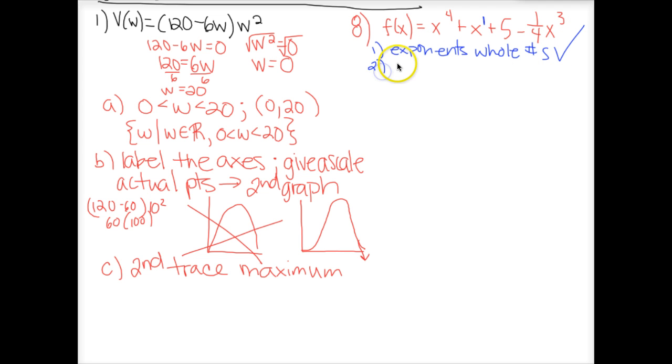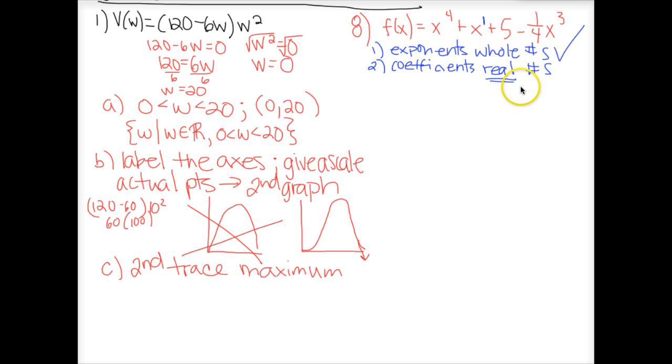The second thing that has to be true is all the coefficients, the numbers in front of your variables, have to be real numbers. Some of you, even though we talked about this in class, still don't know what a real number is. Real numbers are anything that you could plot on a number line.